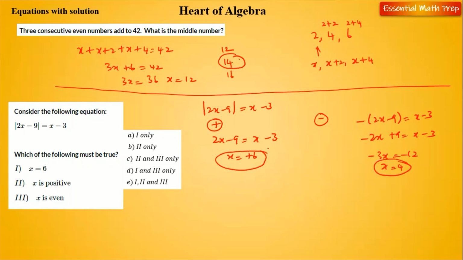Okay, now let's go and read the descriptions and see what works and what doesn't. X equals 6, but x is also equal to 4. So 1 is not true. So anything with 1 is gone, which leaves you with just B and C. X is positive. Yeah, they're both positive. X is even. Yeah, they're both even. So 2 and 3 are both right answers.